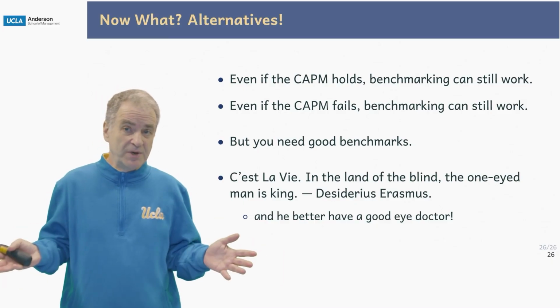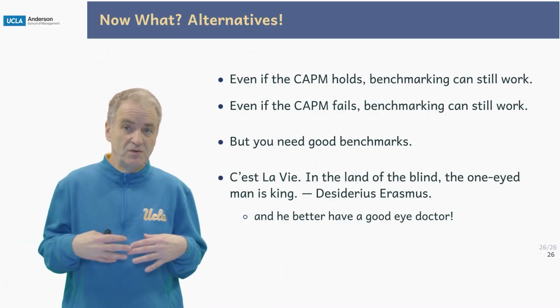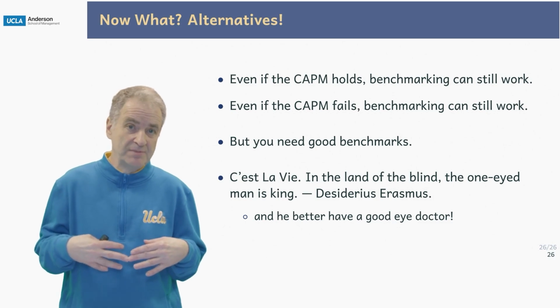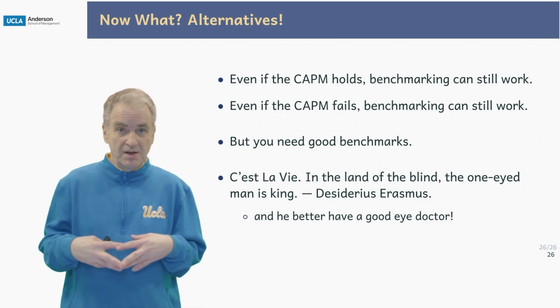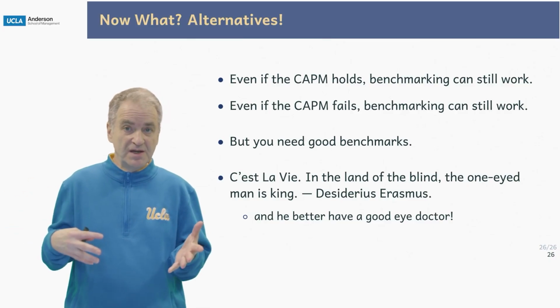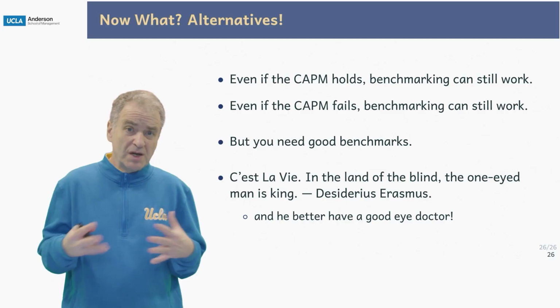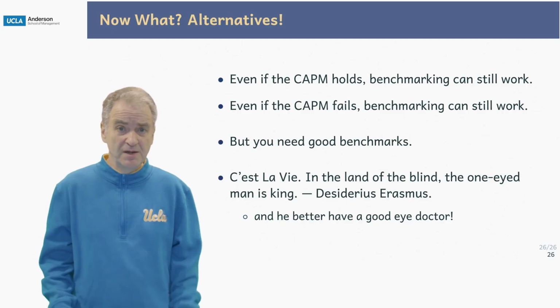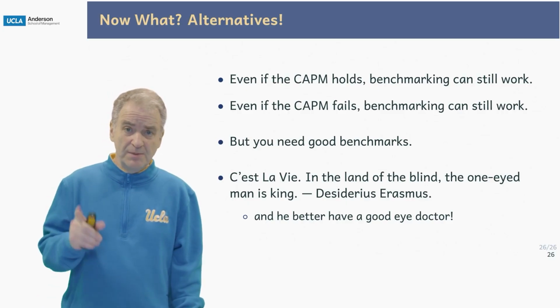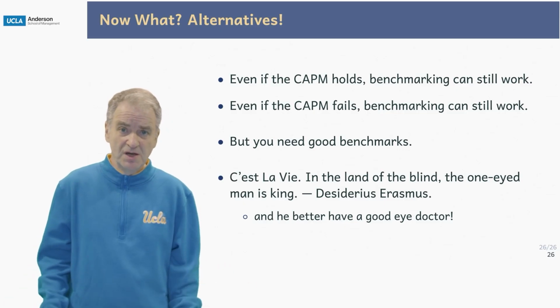In the land of the blind, the one-eyed man is king. And I have just made you into a 1.5-eyed man, or woman for that matter. So if you think about this, the people that are still using the CAPM are probably totally blind. You at least understand a little bit better here. But be aware, keep up with this, because in the future our inference may change, the world may change. You better have a good eye doctor.